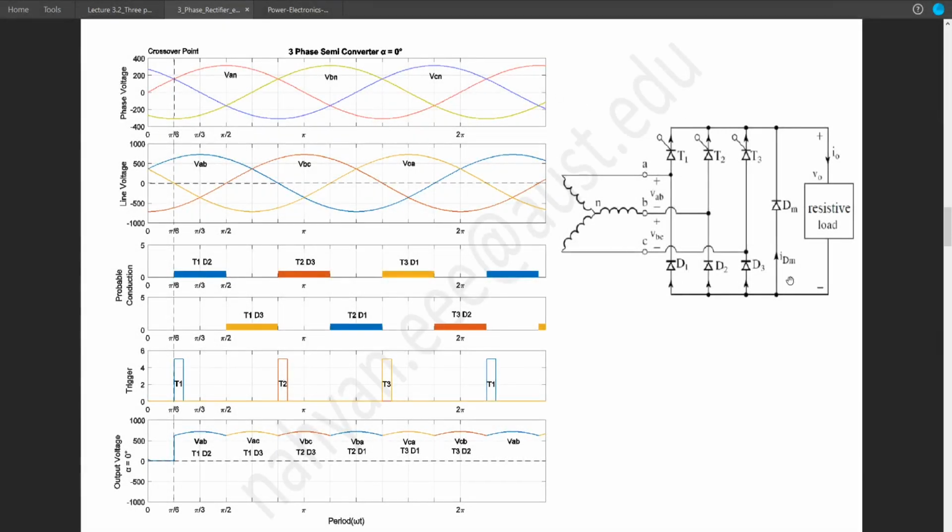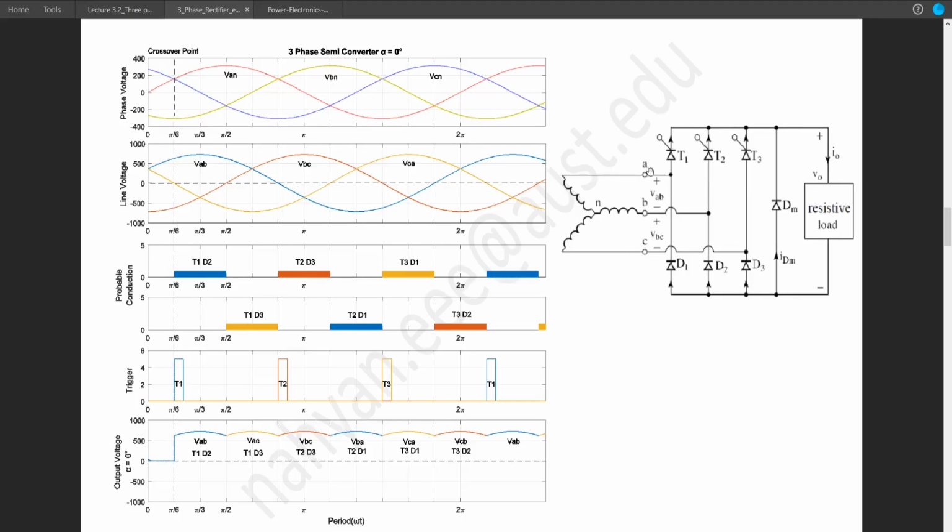This is the circuit diagram for a three-phase semi-converter. This is arranged in a bridged pattern, but the lower portion of the circuit contains only diodes. And since this is a resistive load, we don't need to use this freewheeling diode. So again, when it comes to triggering, we only need to trigger these thyristors.